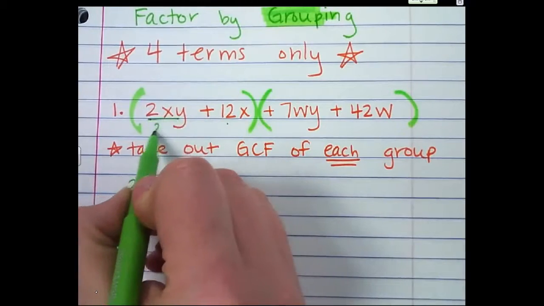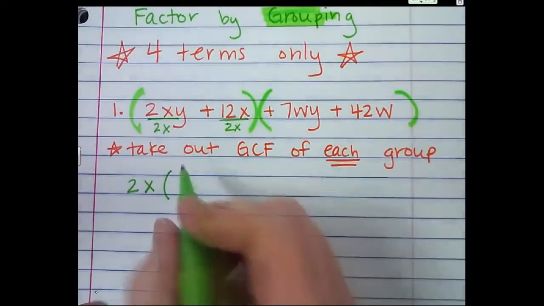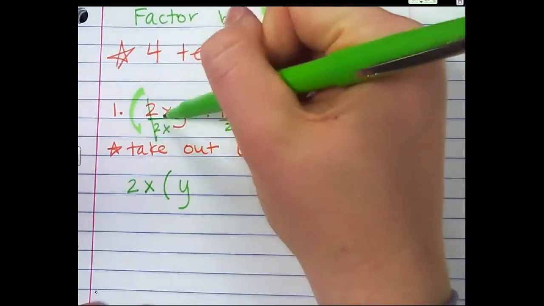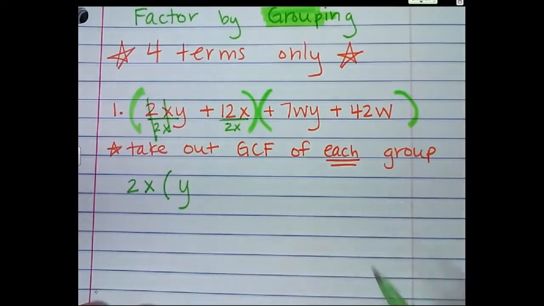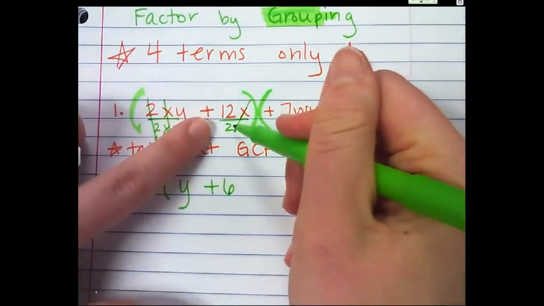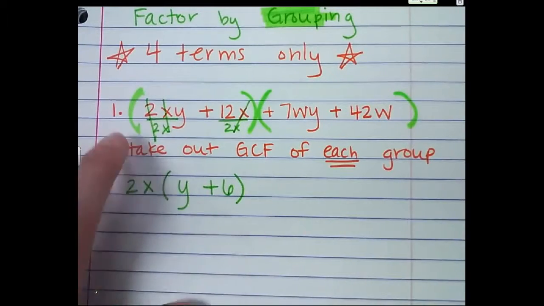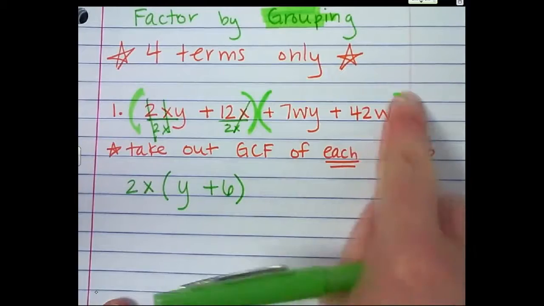So let's write what's left. If I divide each term by 2x, I get a y. The 2's and the x's cancel, plus 6. Because the x's cancel, 12 divided by 2 is 6. Okay, so there's the GCF of the first one. Now we do it again over here.